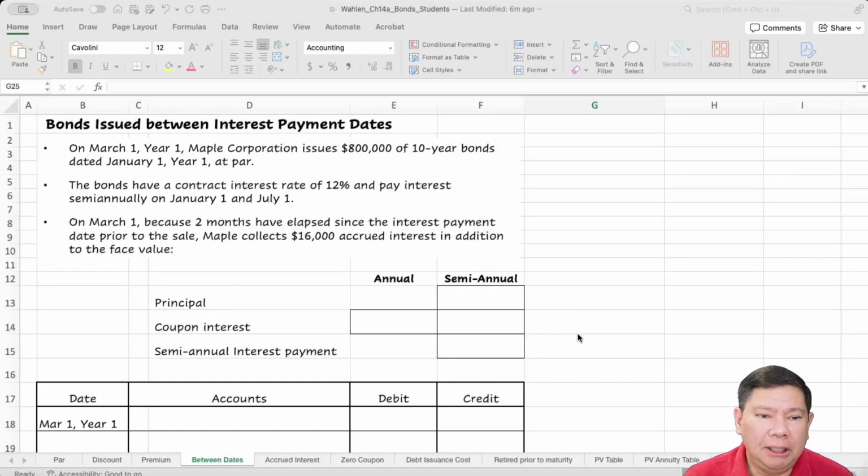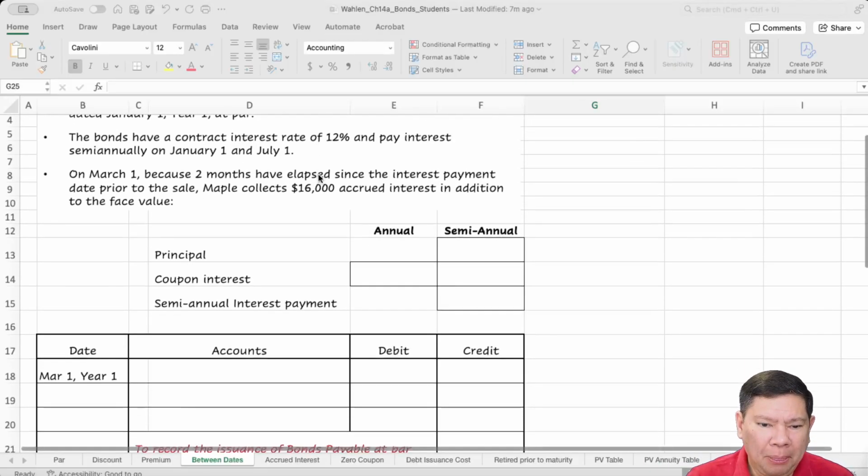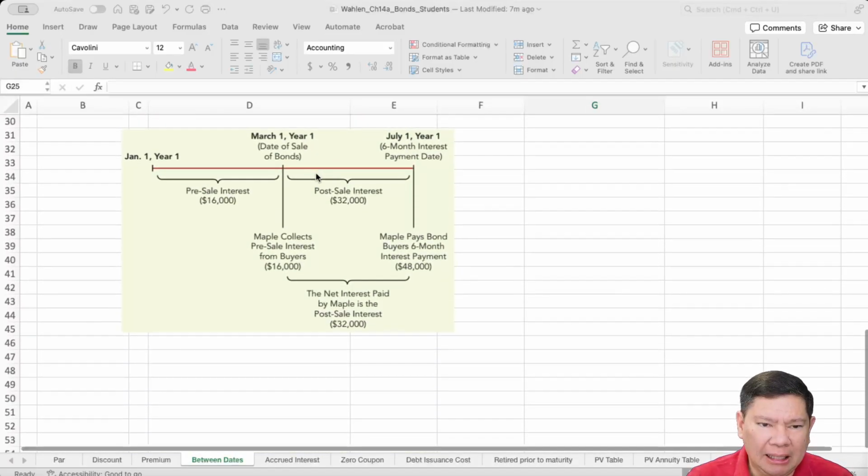Hello everyone, in this video we're going to look at how to record bonds that are issued between interest payment dates. Okay, so these bonds are issued on March 1st, year 1, $800,000, 10-year bonds dated January 1, year 1. So the interest will be from January 1 through July 1, but the bonds are issued on March 1. Okay, so if you look at the situation, it's going to be like this.